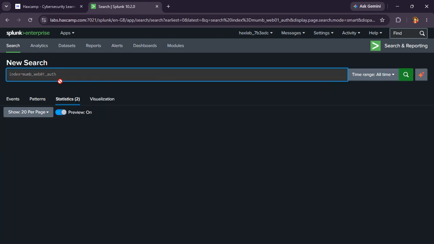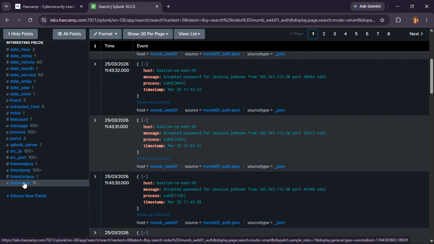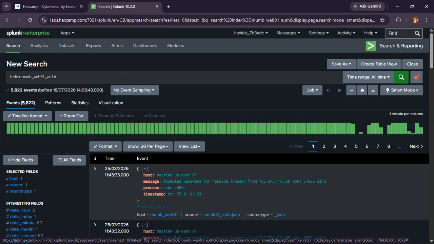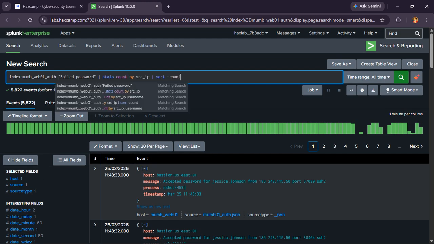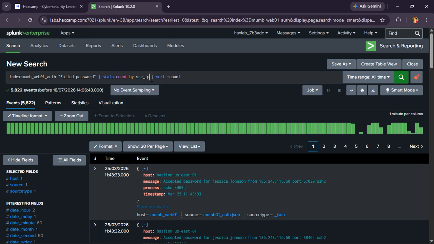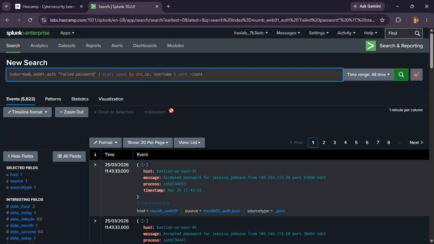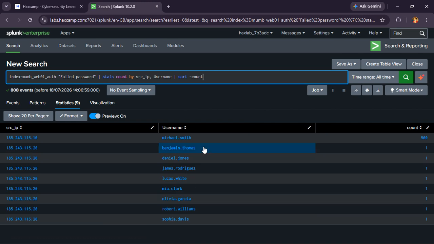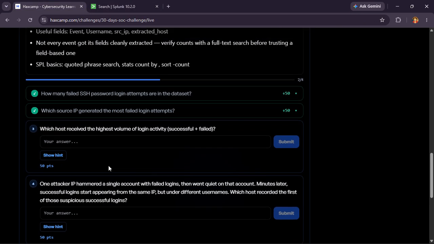So what was my mistake? I also need to know the username. The username is also mentioned here. So capital U, I forgot to use the capital U, I was trying the small one. So capital U, Username. Okay, here we get this IP with this username, and the attempts are 500 in total. So what is the third question?